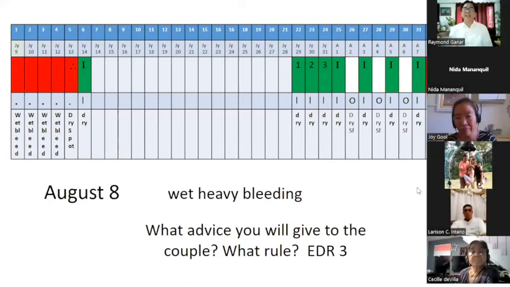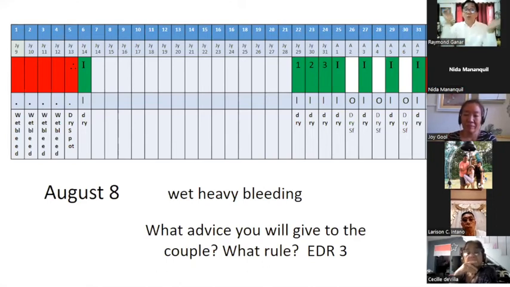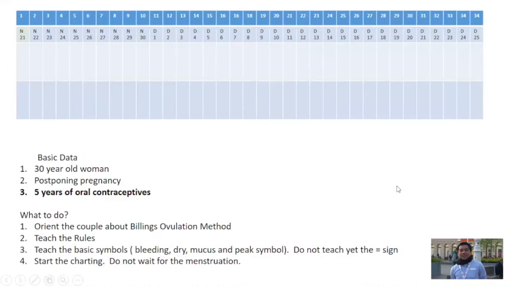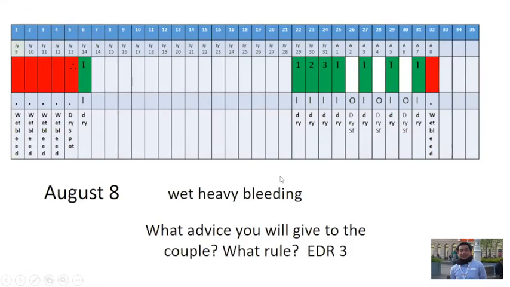Is this bleeding a menstruation? Even though we are sure maybe it is a menstruation, in the absence of a peak, we will not consider this as menstruation. So after the bleeding, 1, 2, 3, then alternate evenings again. In this way, we can now accompany the couples in postponing pregnancy accurately.